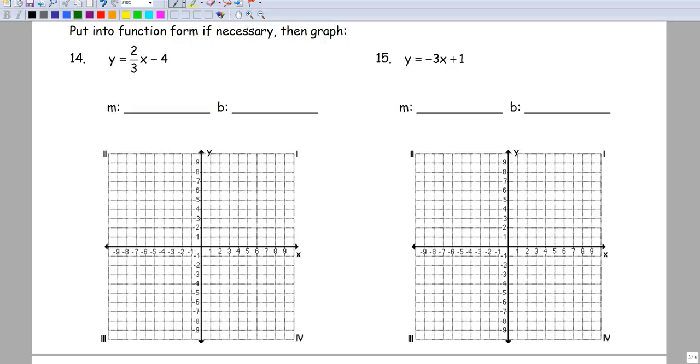So for starters, number 14, your slope will be 2/3. That's what's with x. Your b y-intercept will be (0, -4). Please make sure that you have your full y-intercept, 0, comma. Plot it on your y-axis, and we'll go up 2 and to the right 3. We're going to do that until we run out of room, and then we'll go back to our starting point, down 2, left 3.